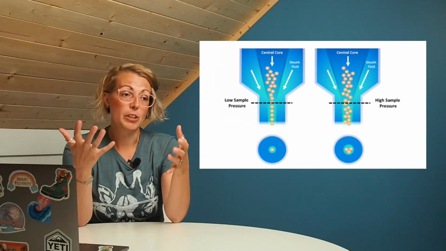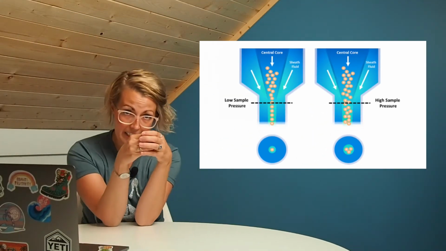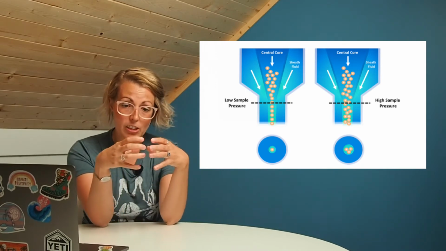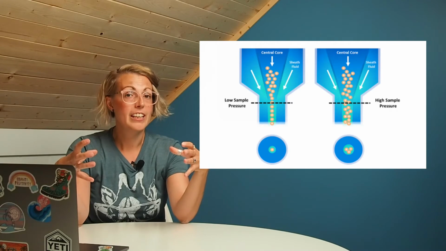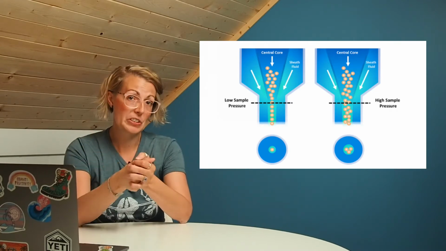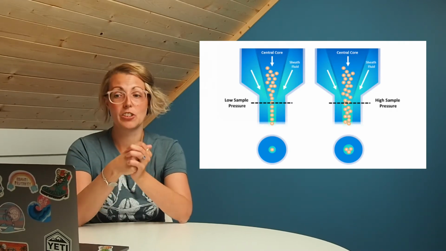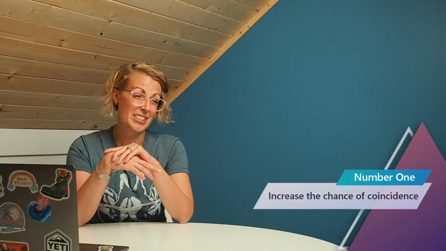So essentially what you're doing is taking a nice narrow stream and making it larger and larger and larger as you increase your pressure. Now, this can have some very serious side effects for detecting your cells. First and foremost, you're going to increase the chance of coincidence, which is the chance that more than one cell passes through the laser at a time. And these events can then be detected as a singular event potentially, which can really affect your data.